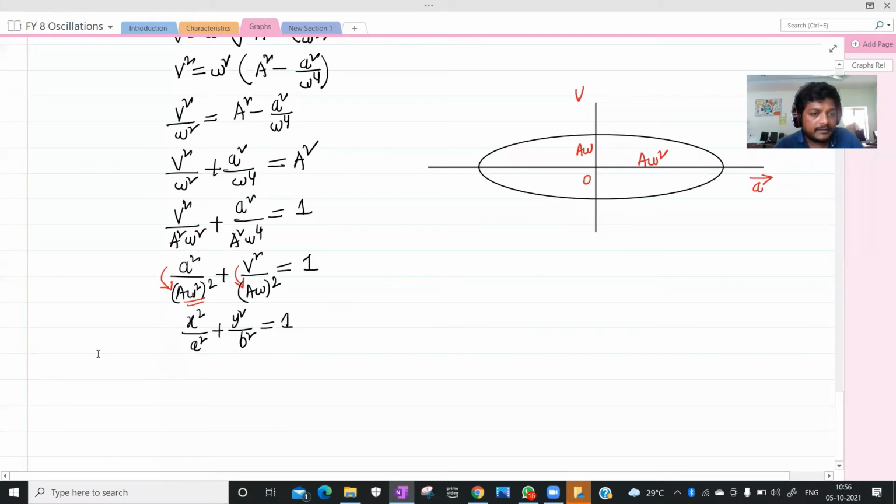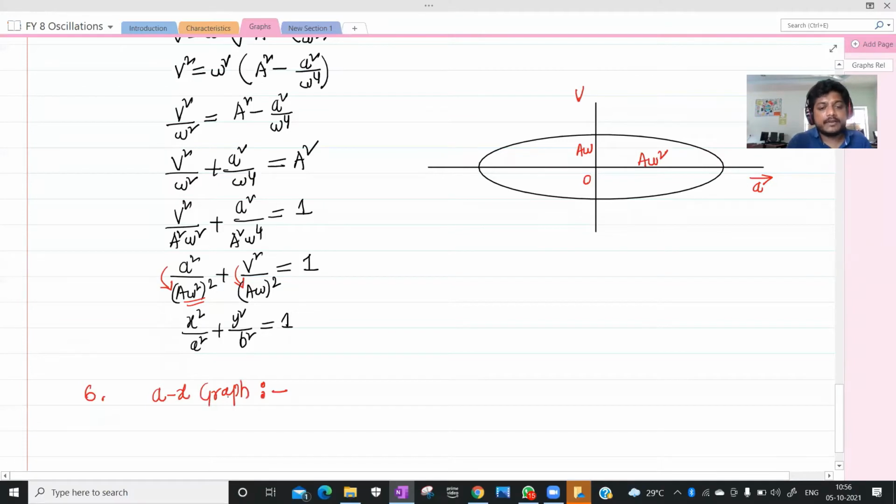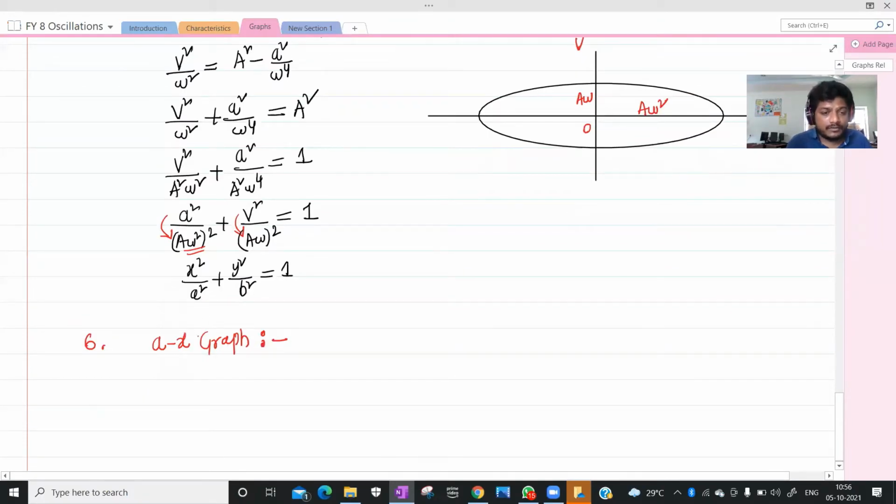Next, the last graph that I'm going to discuss today, graph 6. You have to tell me the acceleration versus displacement graph, the a-x graph. How should the graph be? Here a equals omega under root a square minus x square.